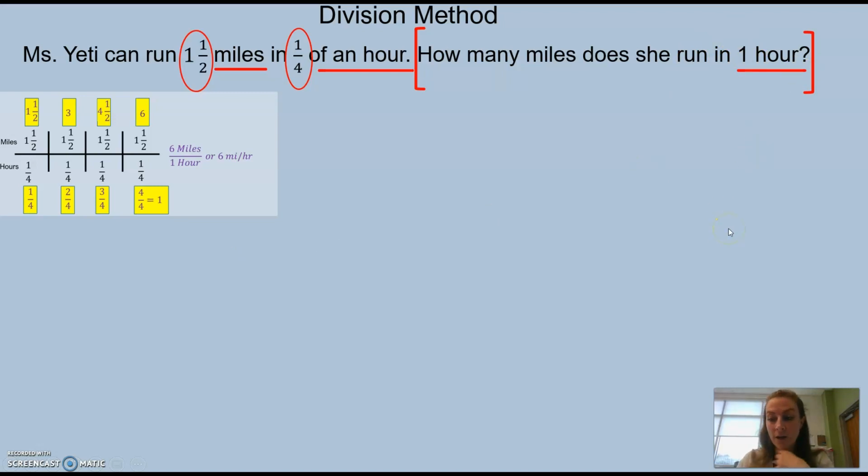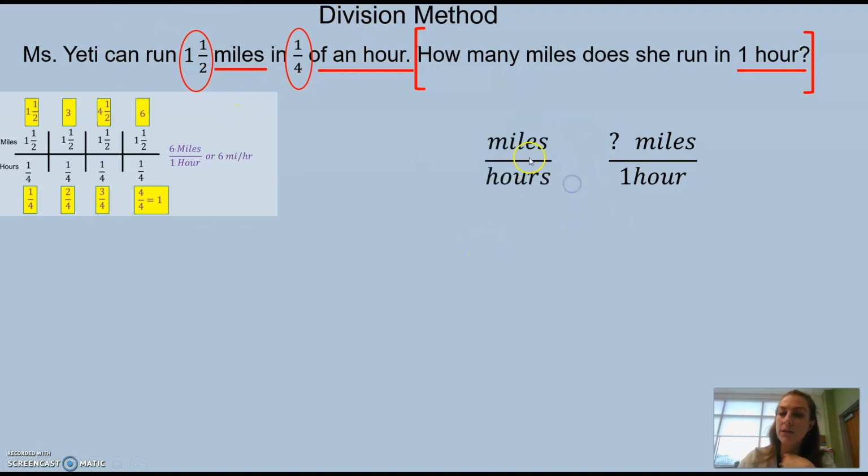So the first thing I always start with is my question. How many miles per 1 hour? By starting with my question, I know how I'm going to set up the information that they gave me. So I need miles on top and my information about hours on the bottom. So we had 1.5 miles on top, 1/4 of an hour on the bottom. And we're setting this up as a proportion.